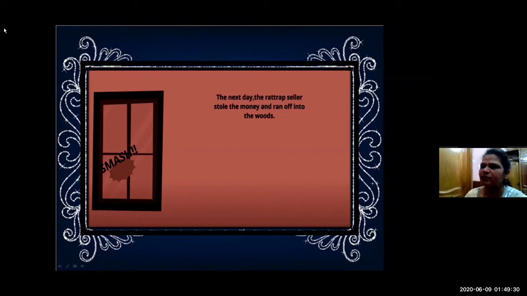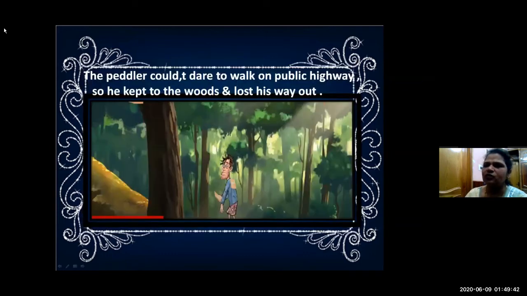After some time, again he was at the house. He smashed the window pane and took all the money from the pouch, and he kept the pouch there only. As he had the money, that too stolen money, he couldn't dare to walk on a public highway.